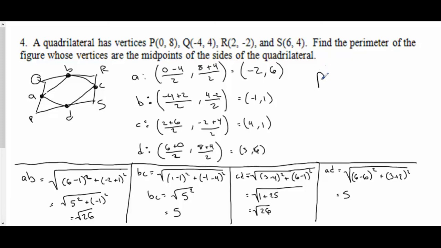So the perimeter is going to be 5 plus root 26 plus root 26, which I guess you could simplify to 10 plus 2 root 26, right? I have 2 root 26's, so I have 2 times root 26. 10 plus 2 root 26 would be the perimeter.